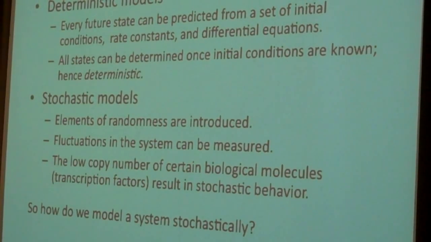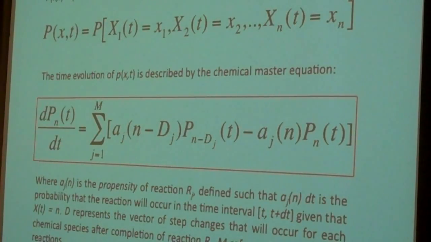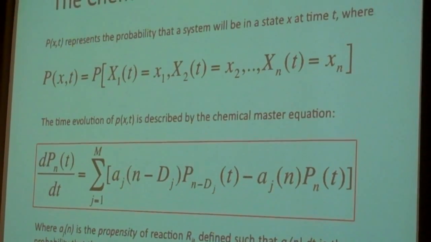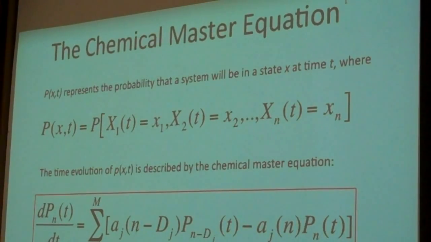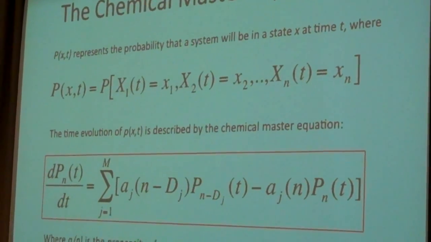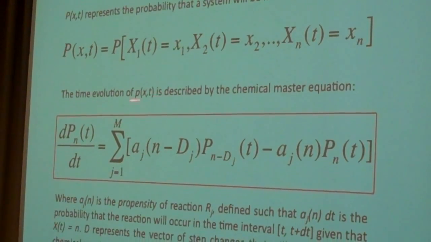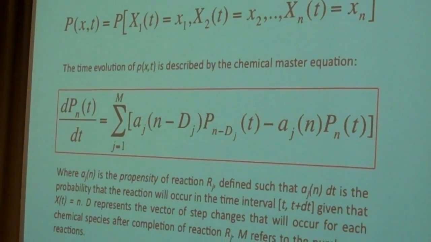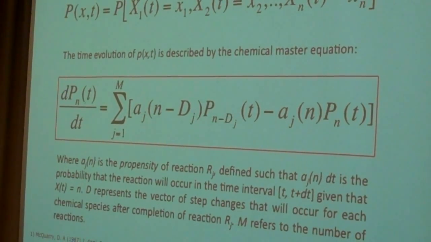So how do we model a system stochastically? This is the pure theoretical approach, the chemical master equation. If we're interested in the probability of a particular state x at time t, where a state is all the possible substrates of a system at a particular concentration, then the time evolution of this system is described by this equation. The problem with this equation is we can't really solve it, particularly when the system is quite large, and certainly when we're talking about even something as relatively simple as a bacteria. There's simply too many things going on.